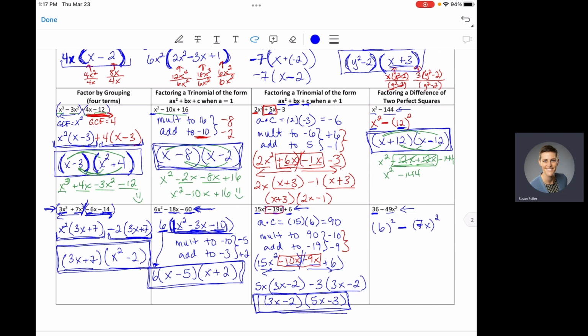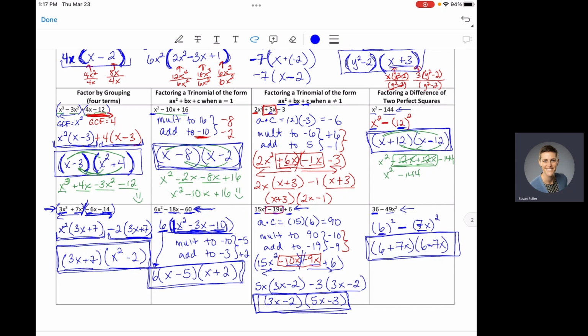I can factor this. I'm going to do my double bubble. This goes in the first spot in both of my bubbles. This goes in the second spot of both of my bubbles. And you're going to connect one with addition, one with subtraction. So 6 plus 7x times 6 minus 7x. Thing 1 times thing 2, we are factored. You can always check that by foiling and making sure that everything multiplies out correctly.